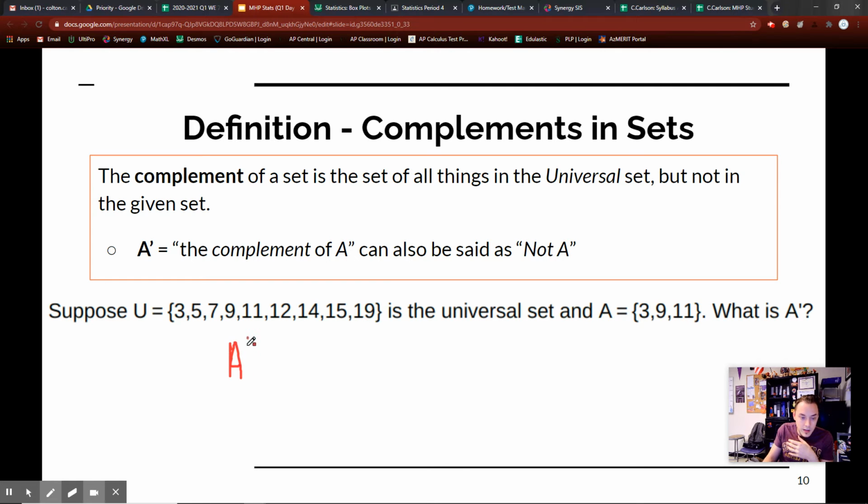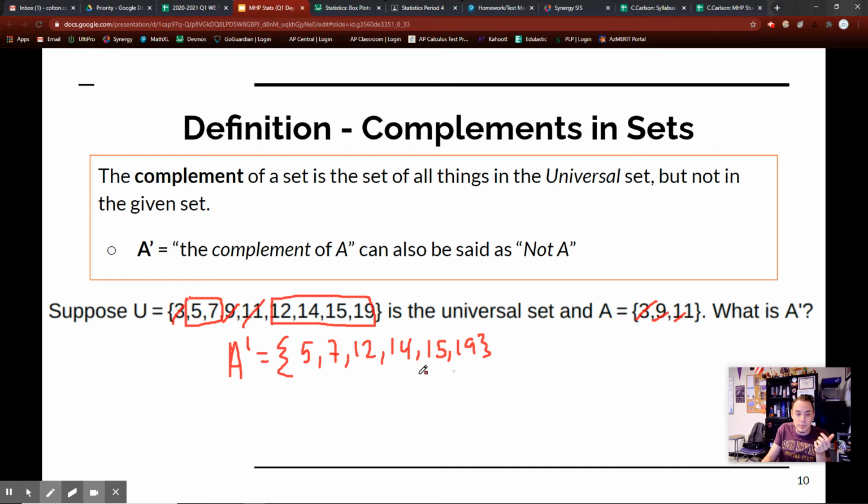Okay, so that means the complement of A equals the set of everything that is essentially taken away from the universal set. So if I have these here, I need to take those out of this: 3, 9, and 11. So that means not A is whatever is left over. So this is 5, 7, 12, 14, 15, and then 19. This is the complement of A. Set A prime, the complement of A, is 5, 7, 12, 14, 15, 19.